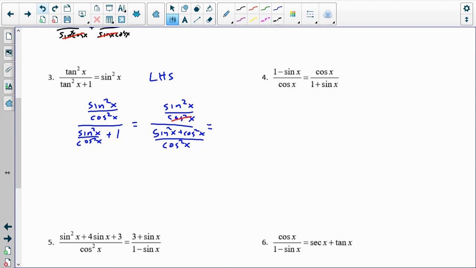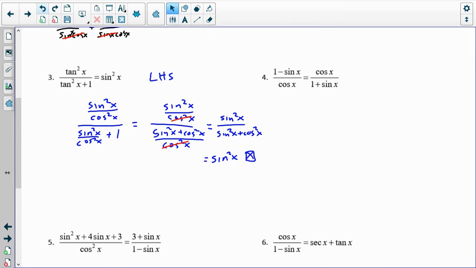I have a common denominator of the denominators, so that complex fraction simplifies to be sine squared over sine squared plus cosine squared. Sine squared plus cosine squared is 1, so the numerator is just sine squared x, and that is exactly the right-hand side.